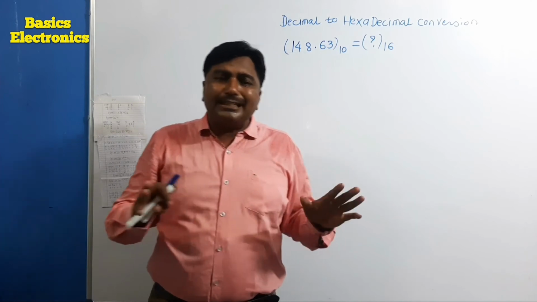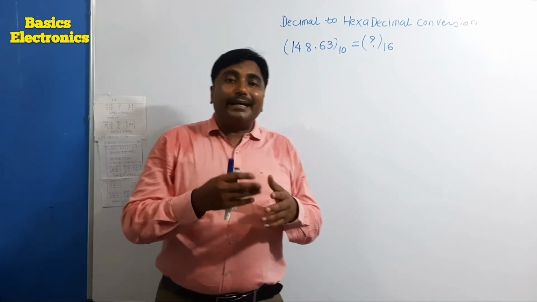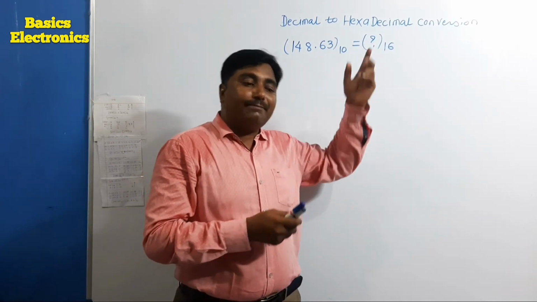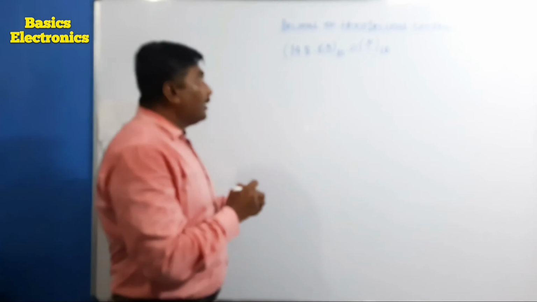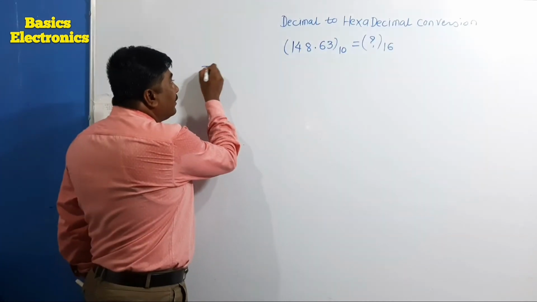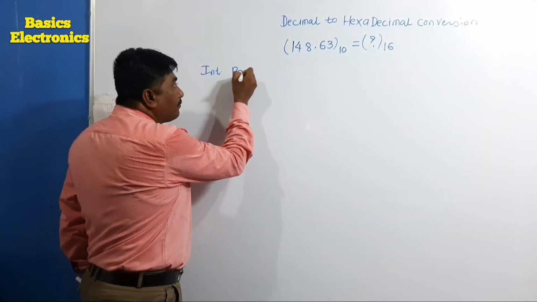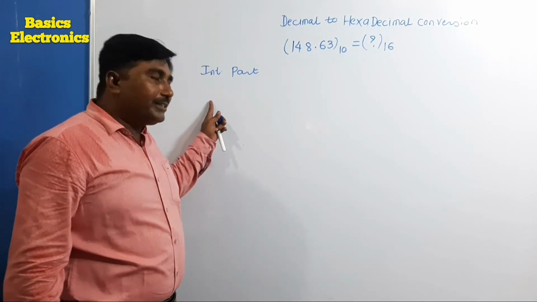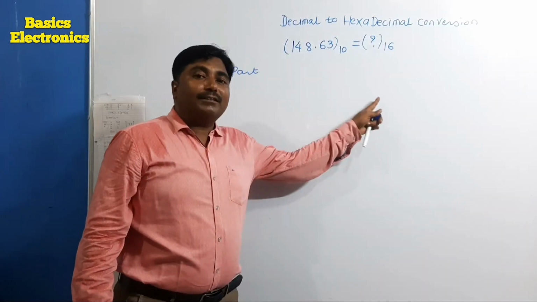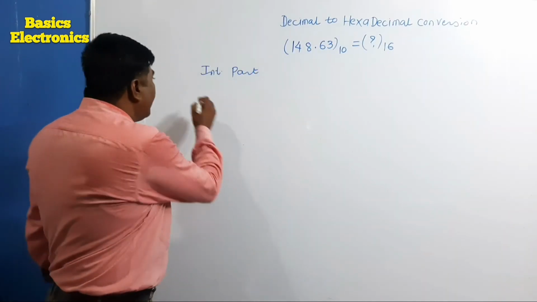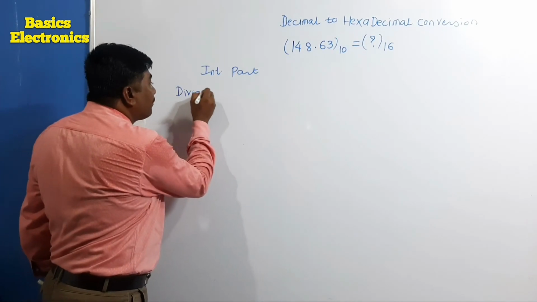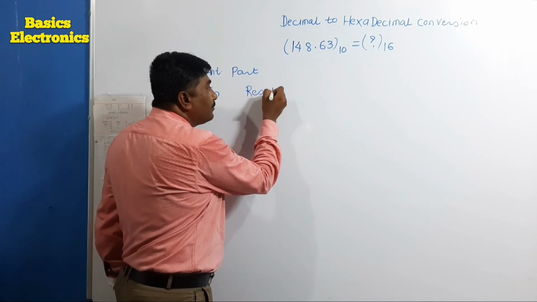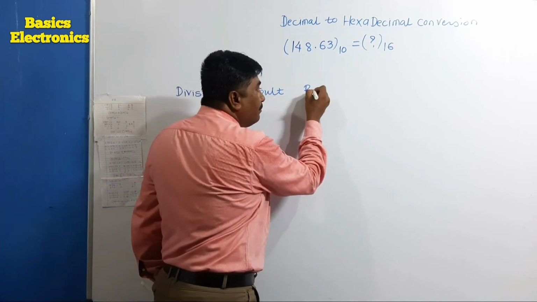The steps are the same. We have to divide it into two parts. First we convert the integer part, and after that we convert the fractional part. So first we convert the integer, so we write down here integer part. Then we make three columns. First one is for division, second one is for result, and third one is for the remainder.